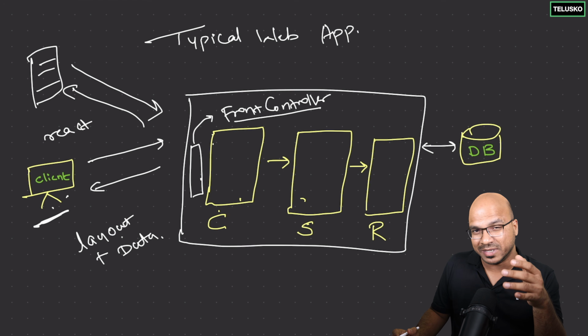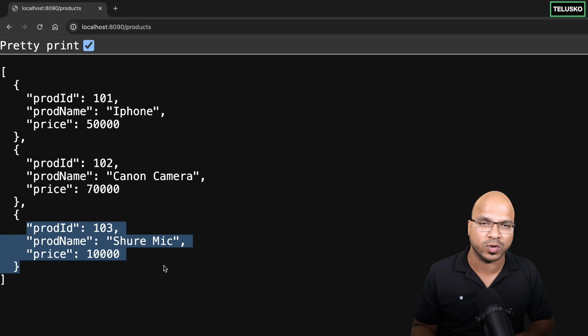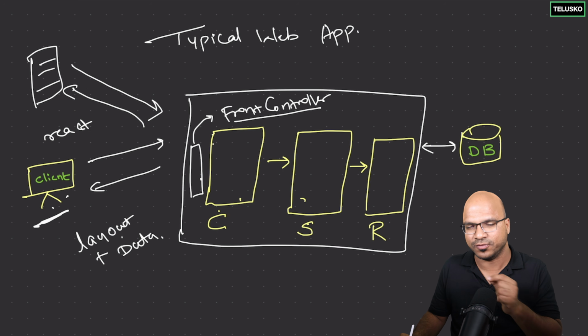Next, what if you want to update? What if you want to delete certain things? Example, the product here, maybe I want to delete this 103. Maybe I want to update this particular price here. So this thing you can do with the help of some type of request.